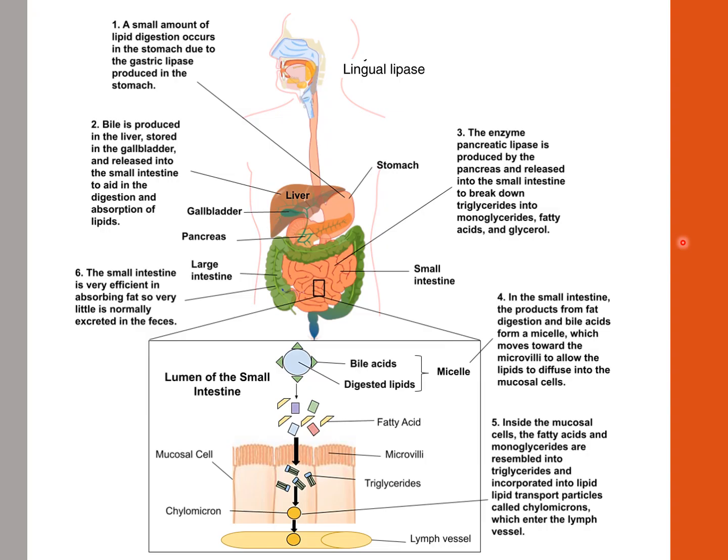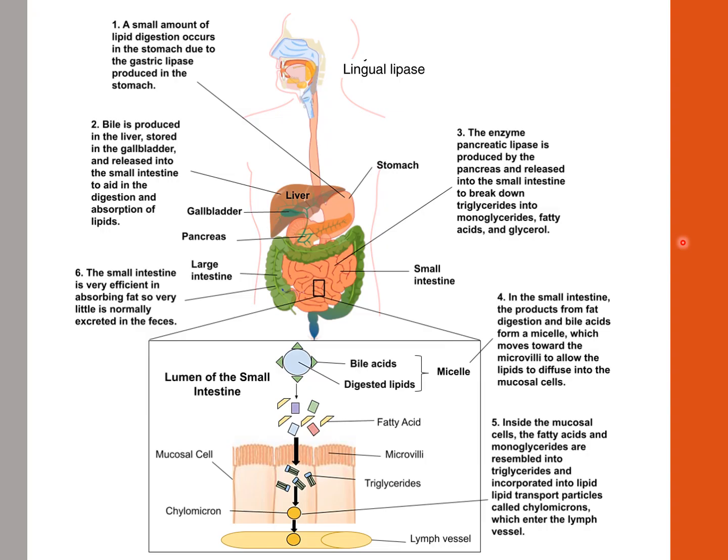And then once those lipids reach the stomach, we'll have additional digestion that occurs, and this is due to the help and secretion of gastric lipase that is produced in the stomach. Now this is going to continue to break down some of those triglycerides. However, again, not a huge amount has happened here. The majority of lipid digestion is going to occur in the small intestine.